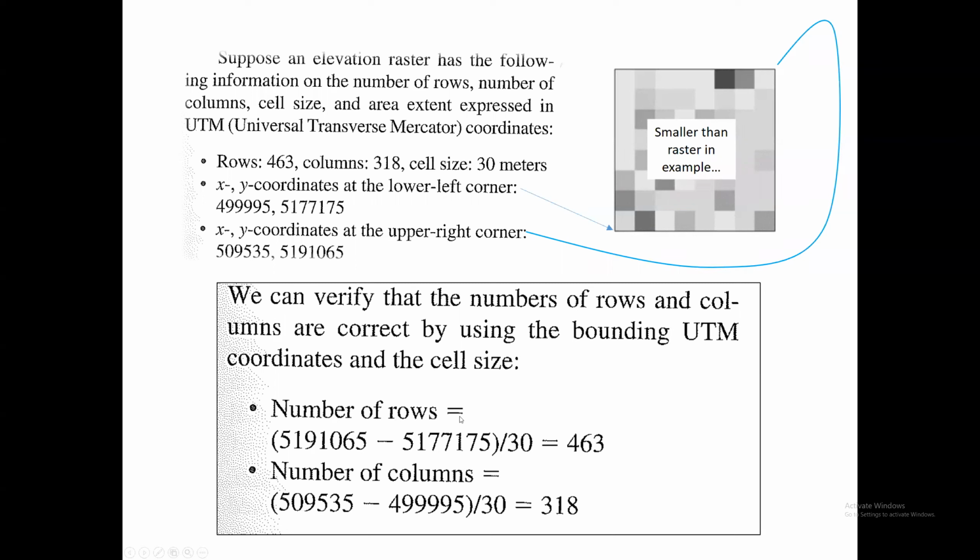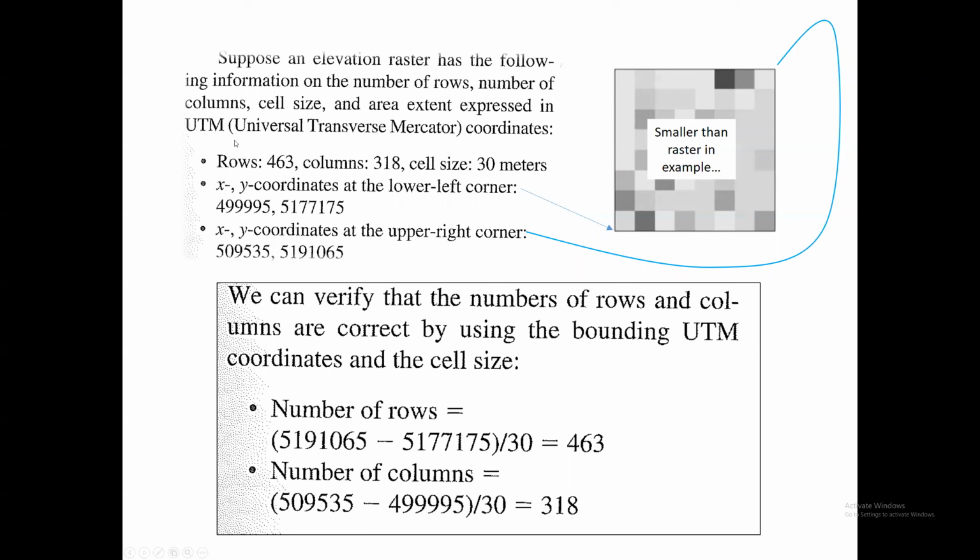So the math backs this up. The number of rows is basically counting the row value at the top minus the row value at the bottom. So these numbers are signifying the rows, right? The row values, and these numbers are signifying the column values. So the number of columns is this number minus this number. Because each of these cells is 30 meters across, we divide that by 30 and we get 318 columns. And that is indeed the case here.